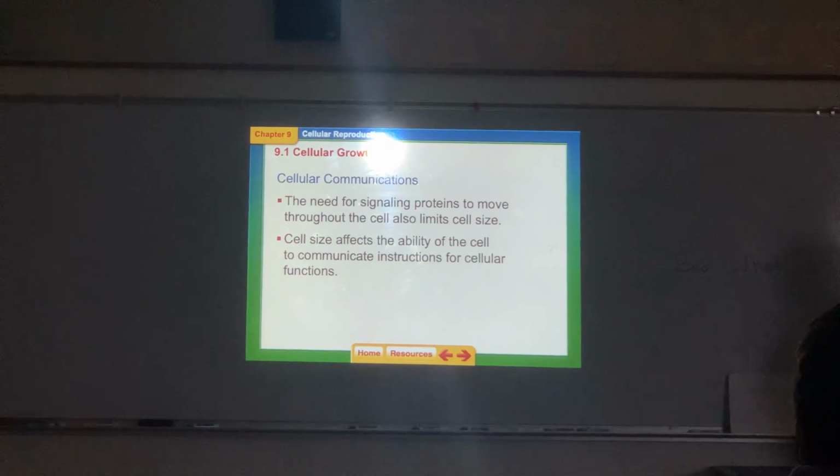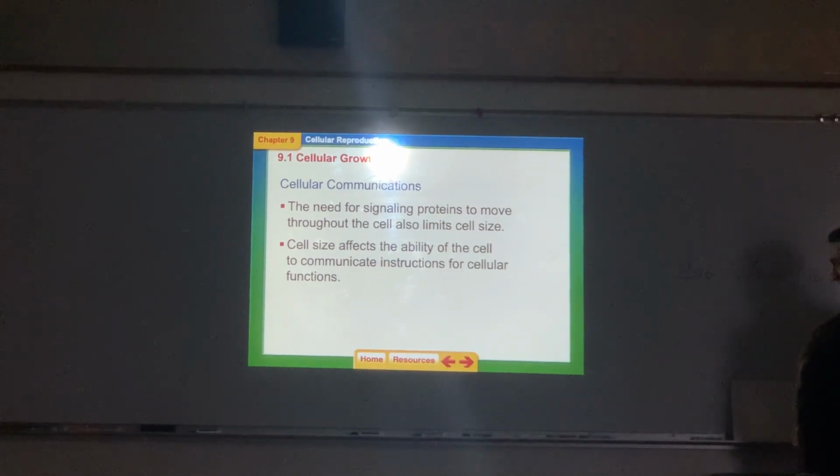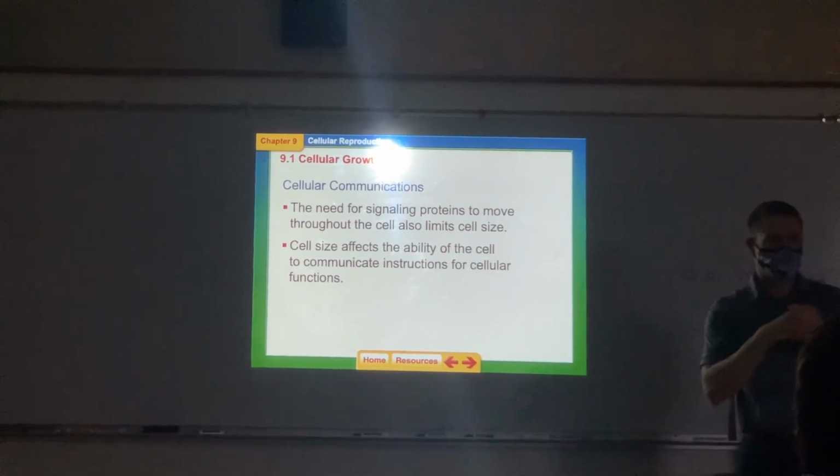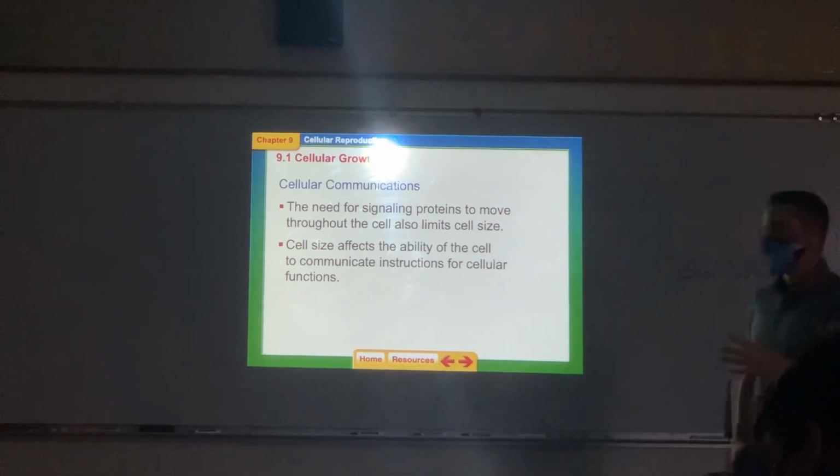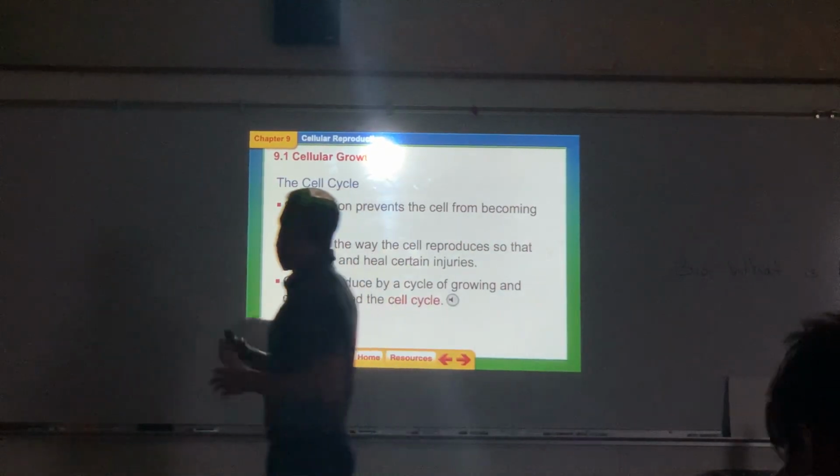Right? So you guys start to see the picture that the smaller the cell, the more efficient it's going to be, okay? All right, I'm glad I'm drilling that back in.